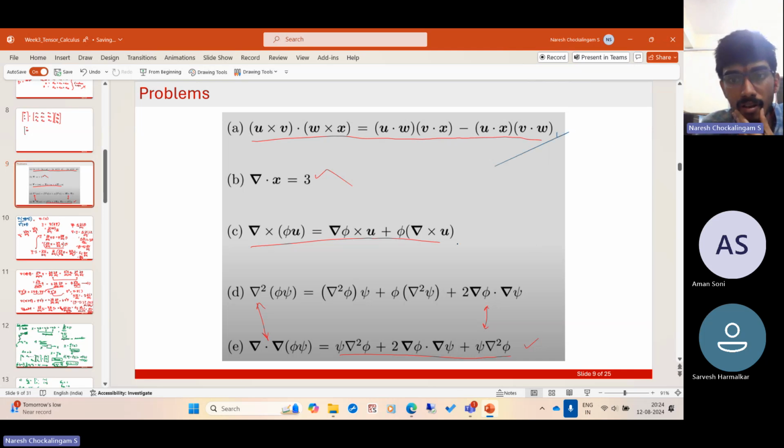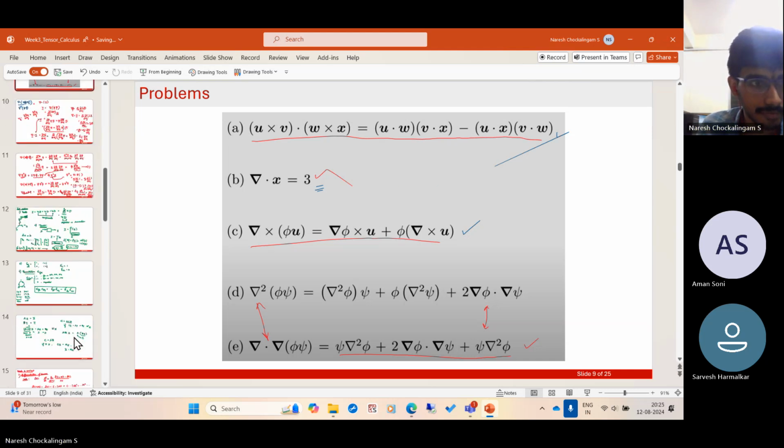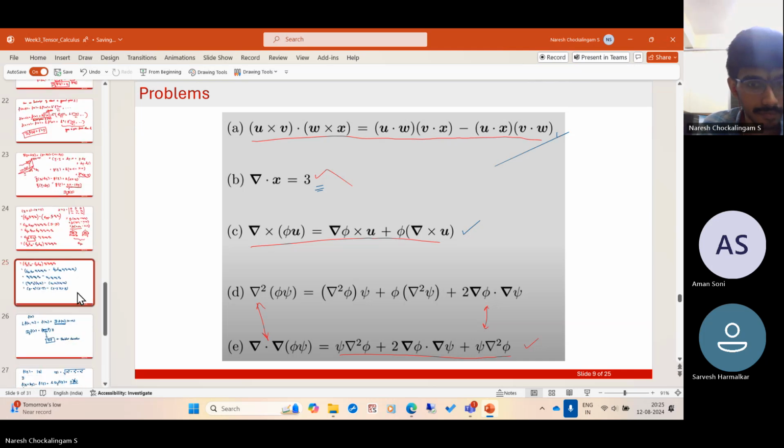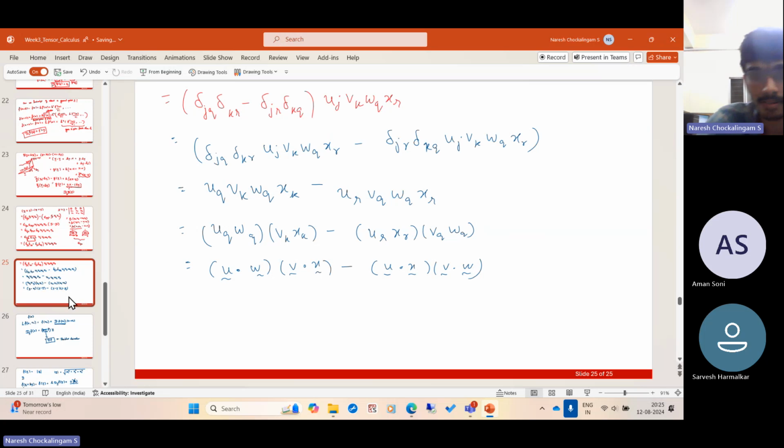We can also do the next one. The first one is straightforward, but I think it's there in assignment 3, so we cannot do that. But this we can do. So this left hand side is del cross phi u, right? Let's do that.